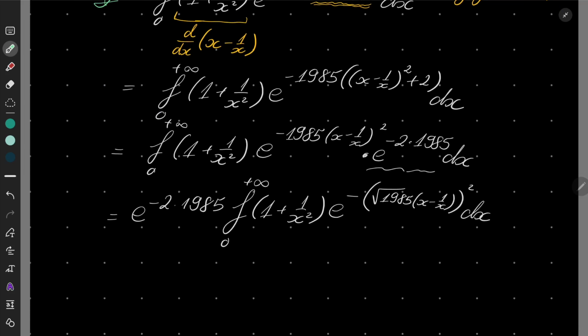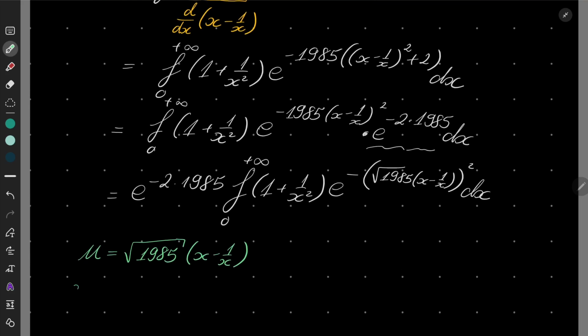So finally, after all of that, I will make the following substitution. u, let's say, u equals the square root of 1985 times x minus 1 over x. And now du becomes the square root of 1985, 1 plus 1 over x squared, dx.